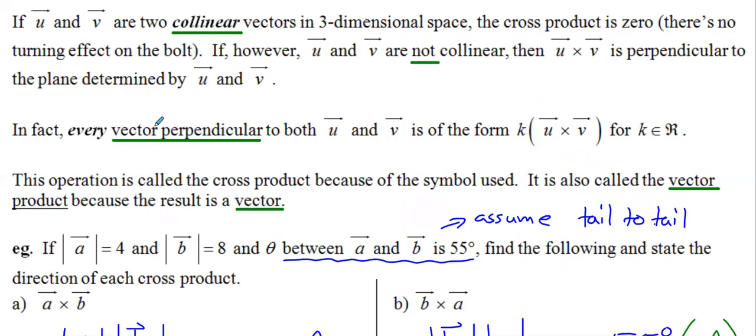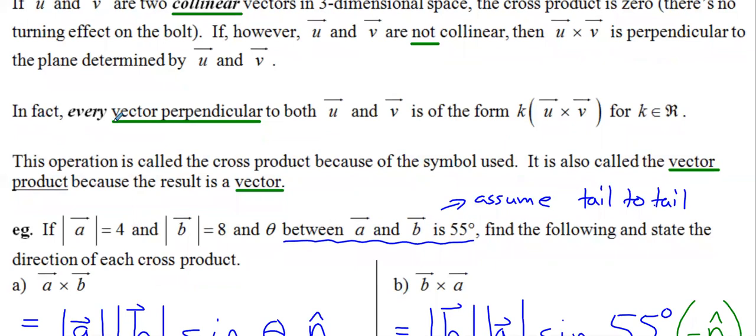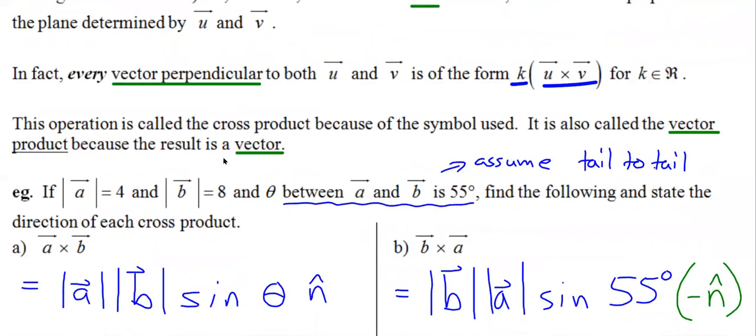Now, if u and v are collinear, collinear again meaning they can be translated and placed on a single line, then the angle between them is 0, right? So then the cross product produces 0. In other words, the bolt will neither go into the material or come out of the material. So the net force is basically 0, and the vector would be a 0 vector. Okay, so that's something that's important to note. So any vector perpendicular to both u and v is a scalar multiple of that cross product. That's what that's indicating there.